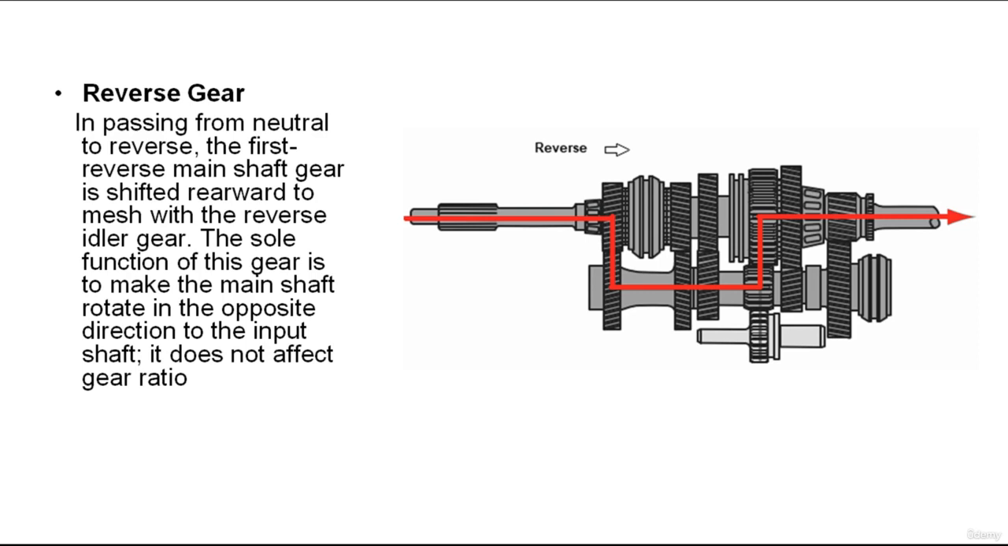Power flows through the input shaft and the clutch gear to the counter shaft. From the counter shaft, it passes to the reverse idler gear, where it changes rotational direction. It then passes to the first-second synchronizer sleeve. Rotational direction is again reversed. From the sleeve, power passes to the main shaft and the drive line.